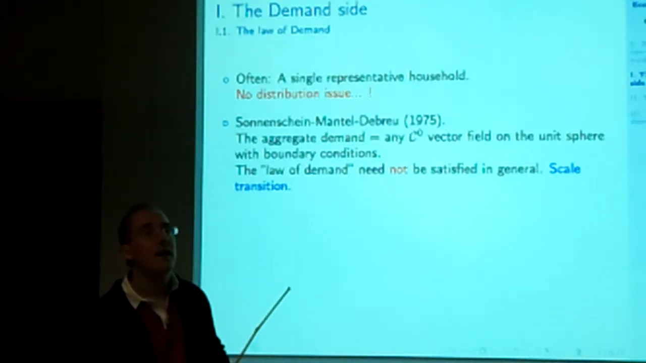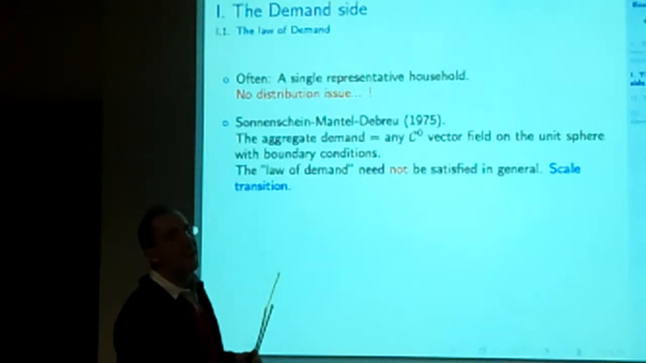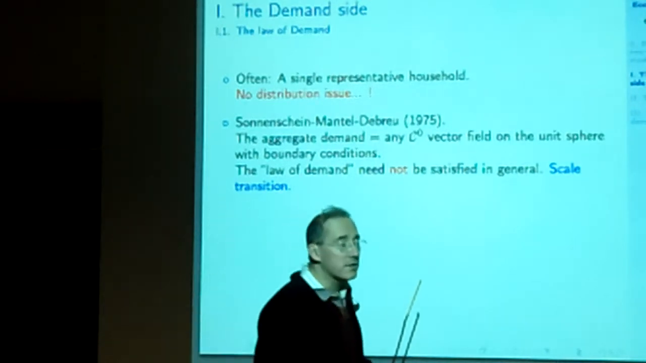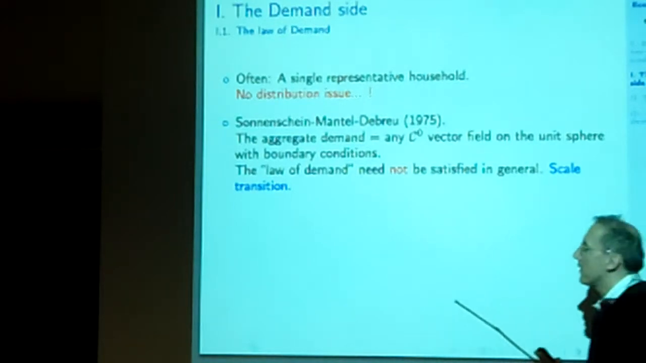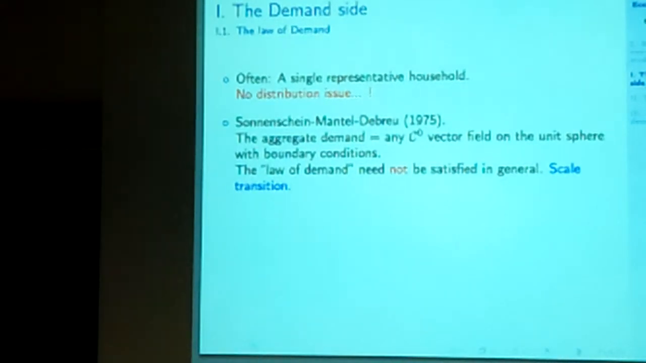I don't understand this sentence. Vector field on the unit sphere with boundary condition. Is the graphical representation possible of this? Yeah, I can show you. Yeah, sure.